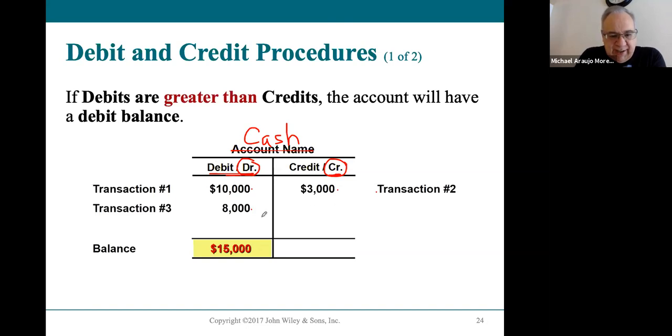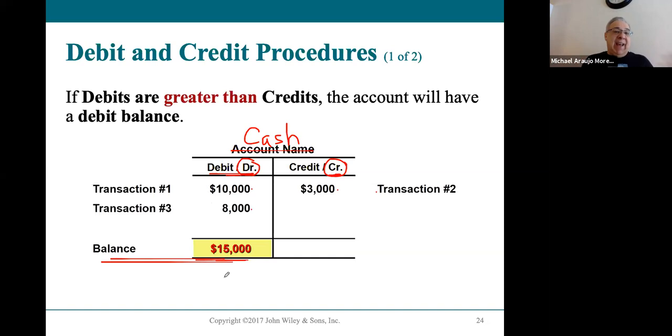So one side, the debit side, is bigger than the other side, the credit side, by $15,000. So that's the balance in this account. This account has a $15,000 debit balance. Why? Because it had $18,000 of debits and 3,000 of credits. The difference is $15,000 on the debit side. The debit side is bigger than the credit side by 15,000. So that's where the balance goes.